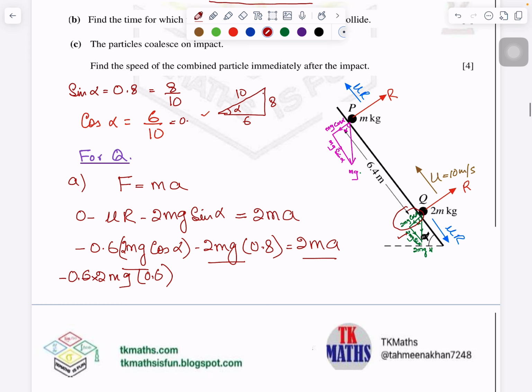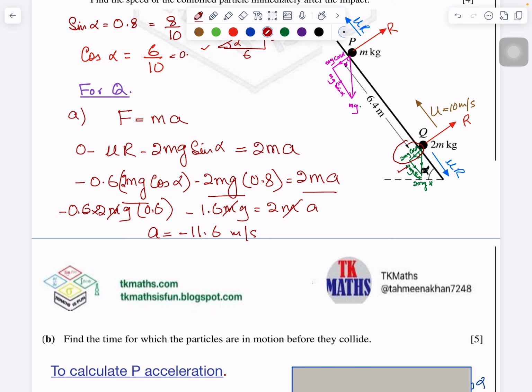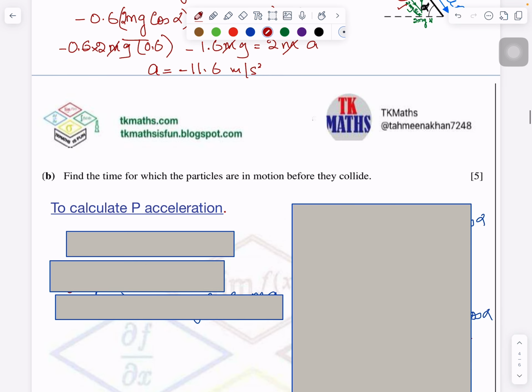So now minus, it will be 1.6mg is equal to 2ma. So now m can be cancelled out if you take a common factor out, and g is always taken as 10 in M1. We don't take it as 9.8 like in physics. So that will give you a is equal to, please pick up the calculator, minus 11.6 meters per second squared. Okay, so now we have proven that acceleration is minus 11.6 meters per second squared.